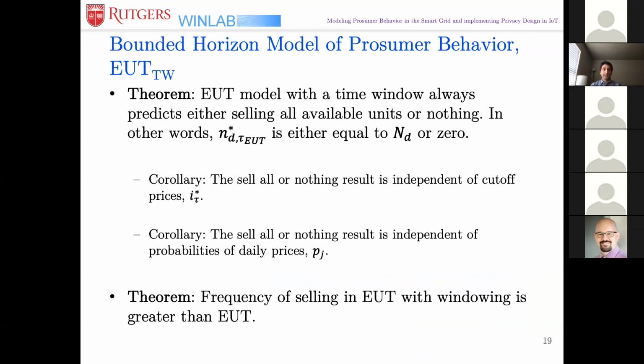We proved that the EUT with a time window model always predicts either selling all available units or nothing. And this prediction is independent of cutoff prices and the probability of daily prices. Also, the frequency of selling in EUT with a time window is greater than EUT.